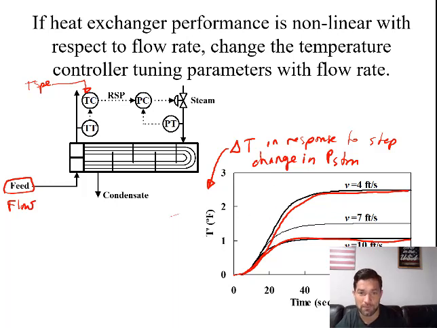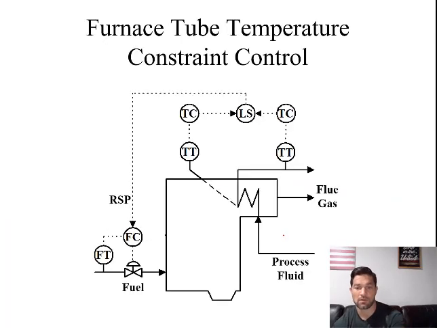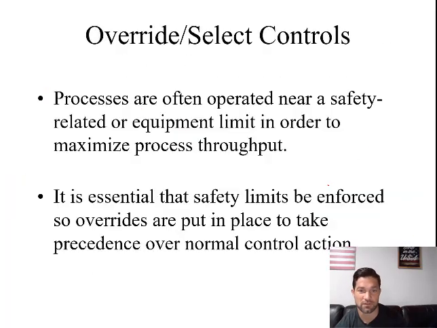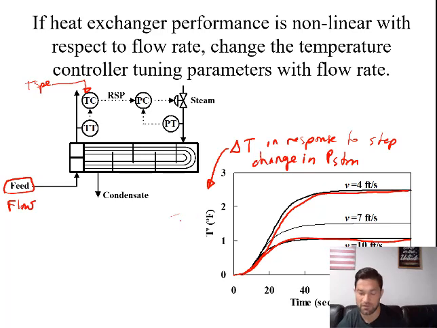Remember what we did before when we looked at some of the classical tuning strategies: when we fit our model data to a first order plus dead time model, the PID parameters were heavily dependent upon these values. Because of this, the controller is going to behave much differently depending on what the entering flow is.